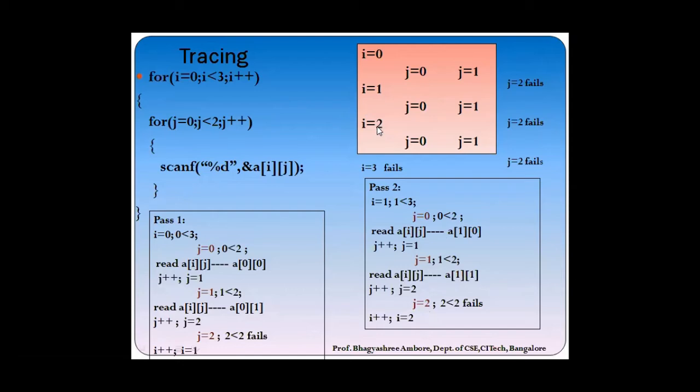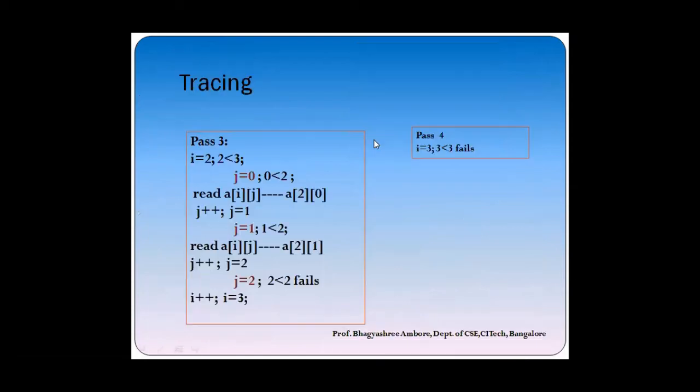Then it will increment the I value. Then we have I value is 2. 2 is less than 3? Yes, condition is true. J value will be assigned to 0. 0 is less than 2. Condition is true. Again, it reads the value A of ij, that is the 2nd row, 0th position, 0th column. So this address will be given. The value will be placed in this address. J will be incremented by 1. J becomes now 1.